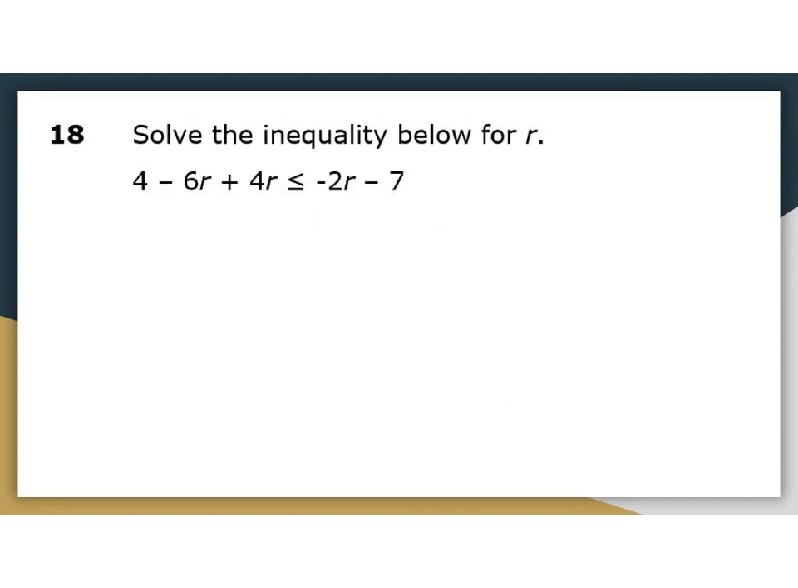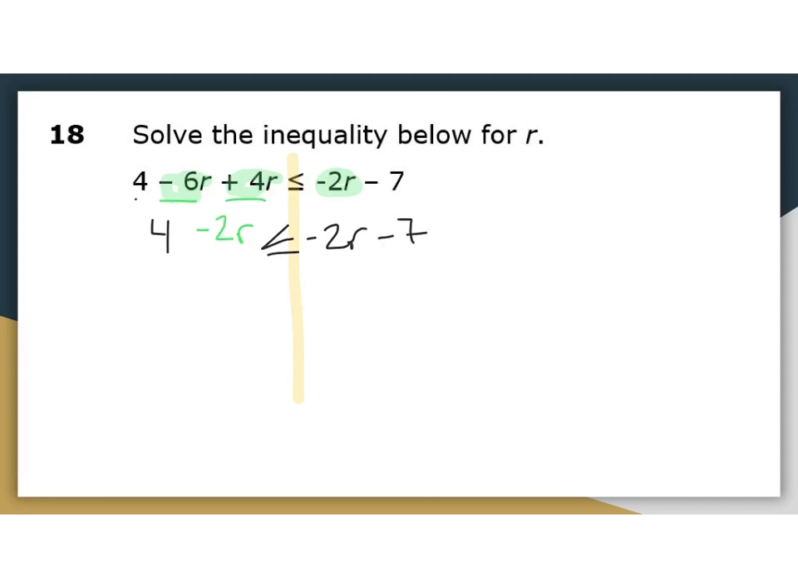Okay, so here we're solving this inequality for the variable r. And you'll see r is in the -6r plus 4r and the -2r. So here we need to go ahead and combine those like terms together. -6r plus 4r, they're on the same side, so I'm just going to bring them together, creating a -2r. My 4 at the beginning is going to stay. It's still less than or equal to -2r minus 7.